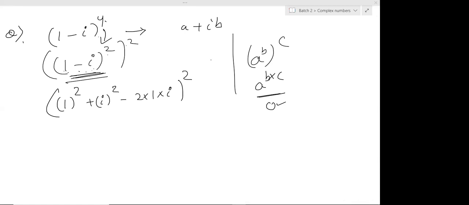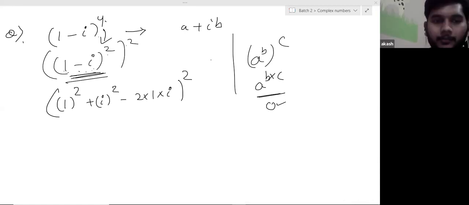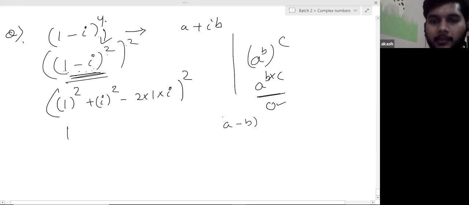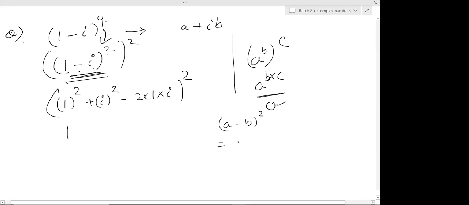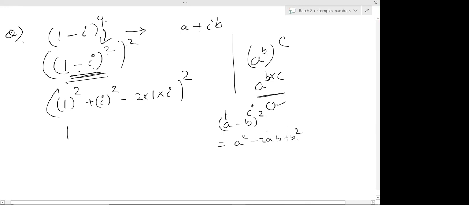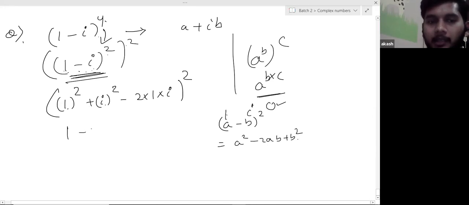Okay. Now this is 1. Sir, how minus 2 into 1 into i? a minus b whole square. Please tell me what is the formula? a square minus 2ab plus b square. Same. Here a is 1, b is i. So 1 square plus, right? Yes, sir. So this is 1 and i square is minus 1 minus 2i and whole square.